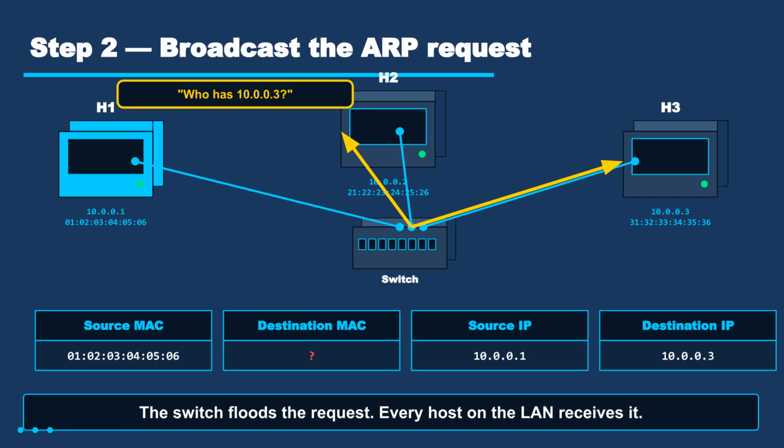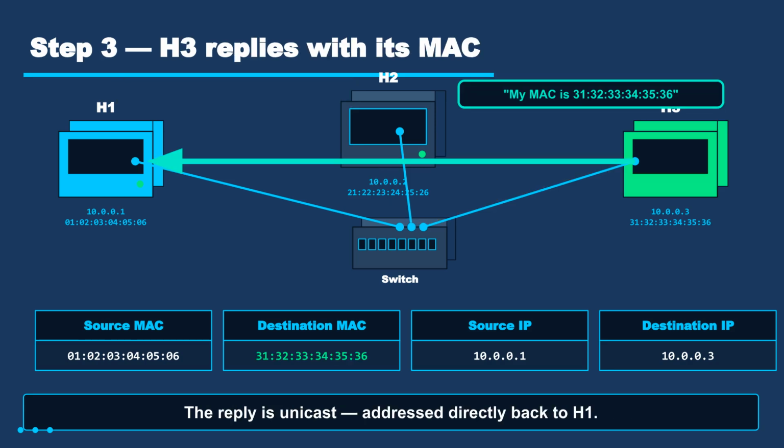H1 sends an ARP request to the broadcast MAC. The switch floods it to every port. H2 ignores the request. H3 sees its own IP and prepares a response. H3 sends an ARP reply directly back to H1. The reply carries H3's MAC address. H1 now has everything it needs.